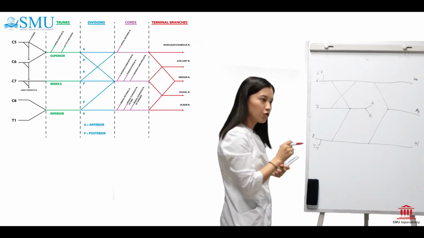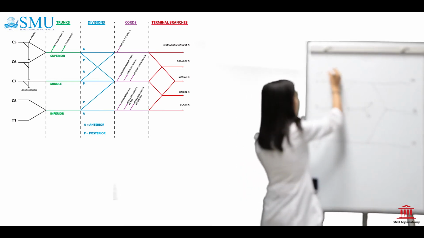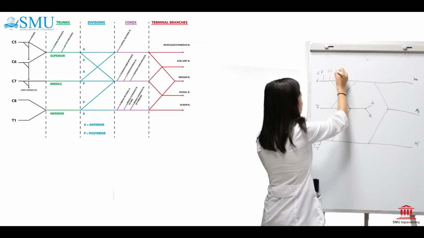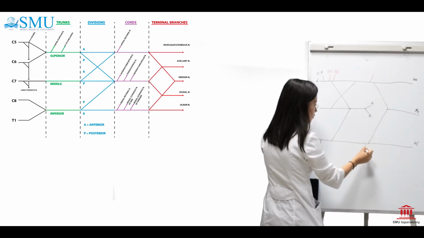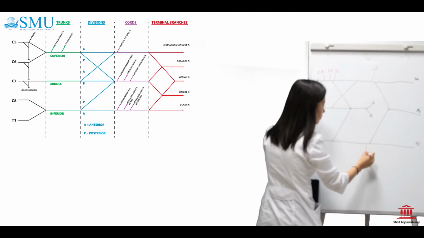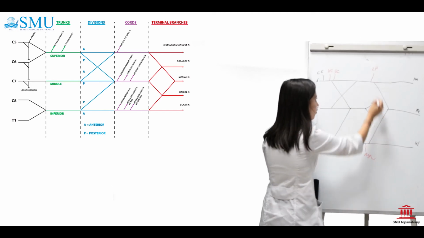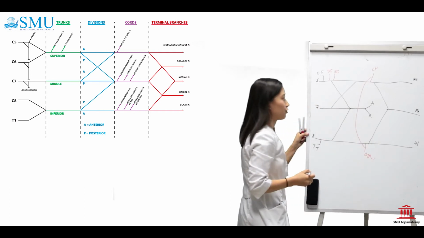I'll draw the little branches from the brachial plexus. Here we go, the dorsal scapular nerve, suprascapular. Okay, here we have two pectoral nerves. One is lateral pectoral nerve and one is medial pectoral nerve. And together they connect to supply pectoralis major muscle.